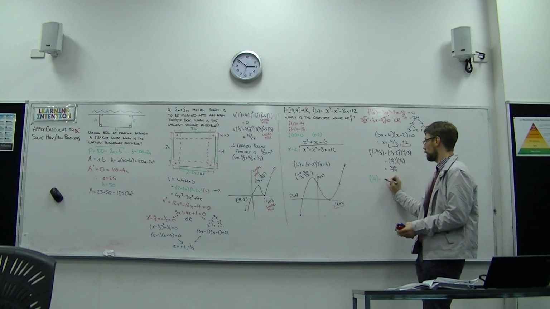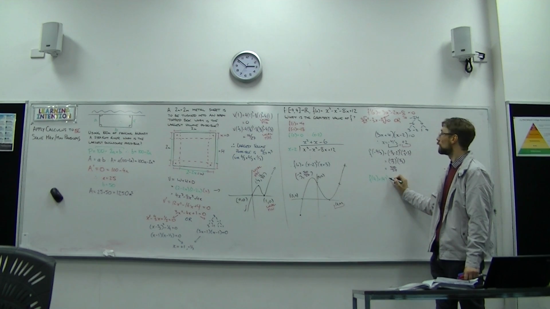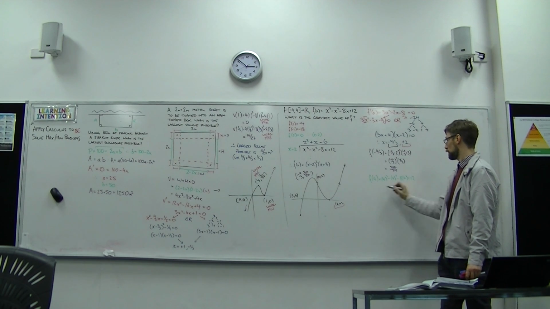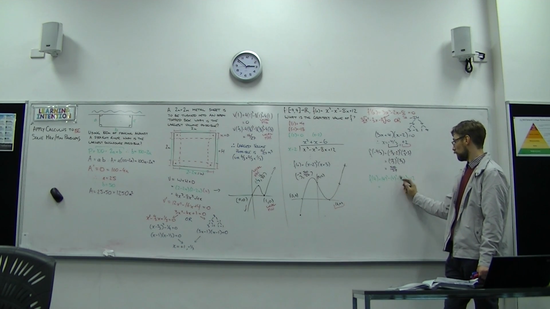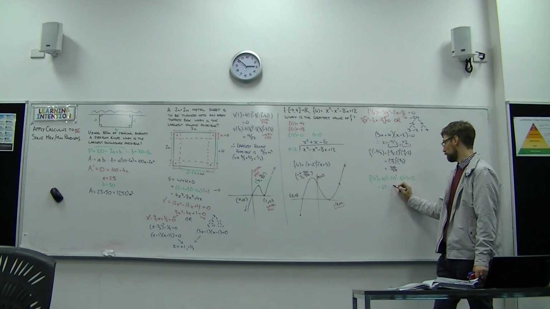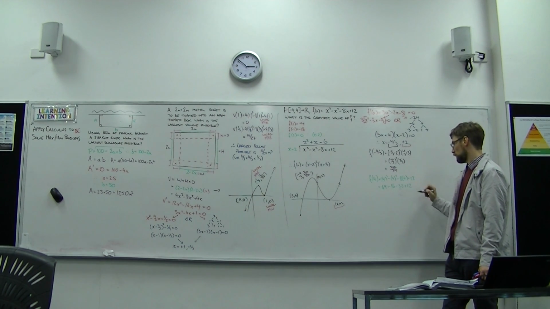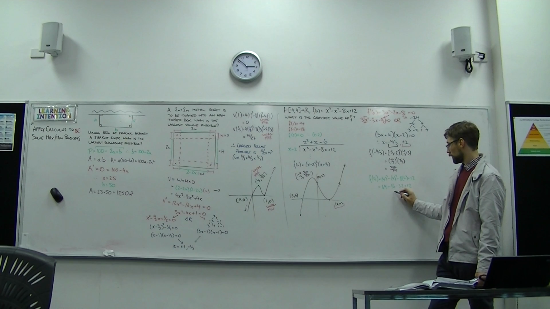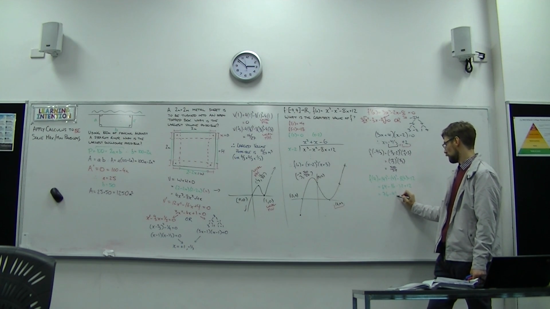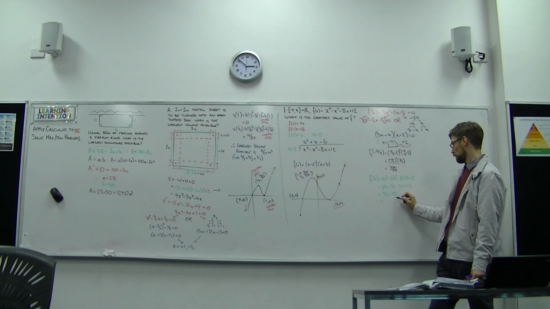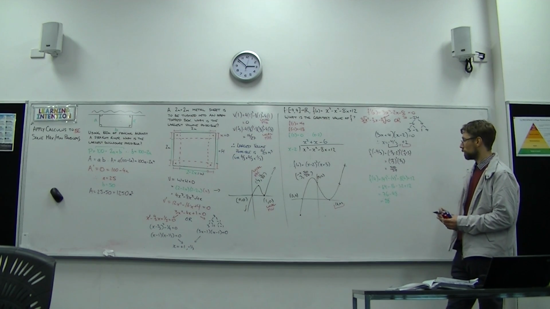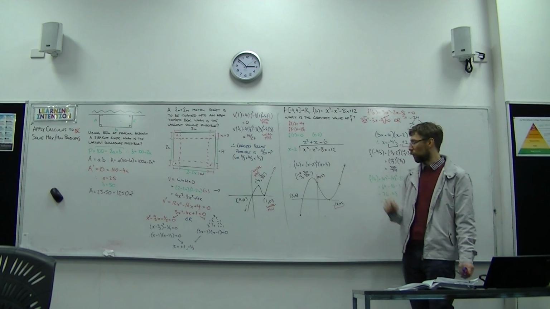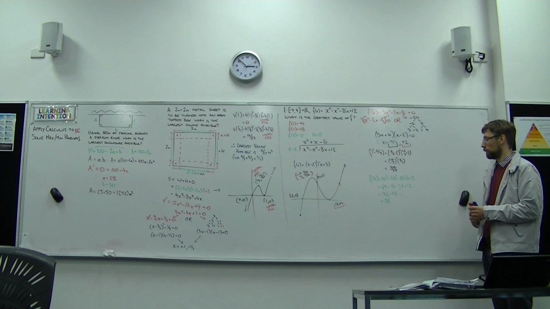F of 4. So we get 64 minus... 28. Okay. I've got 28. Do I know if that's bigger or smaller than that? Bigger. How do you know? That is math.